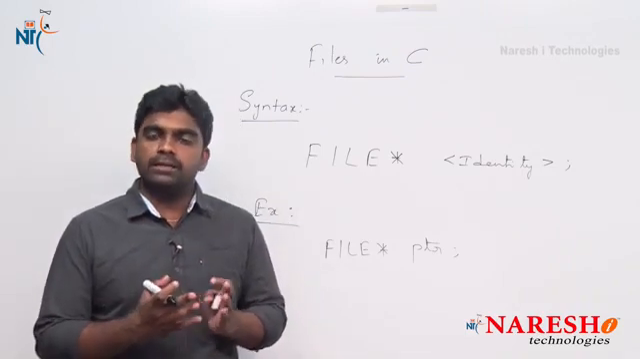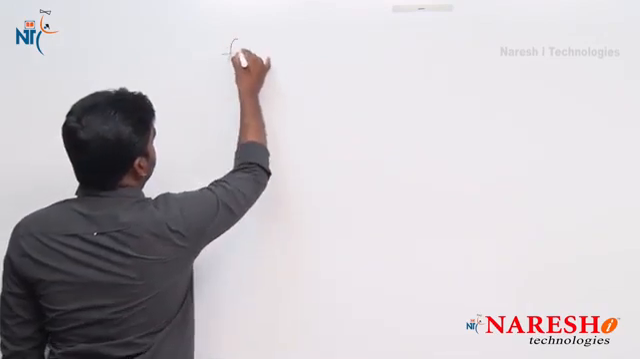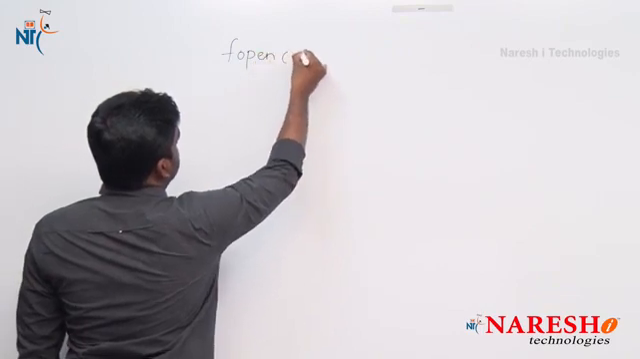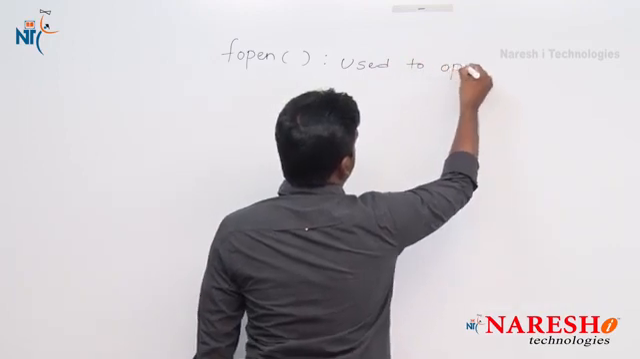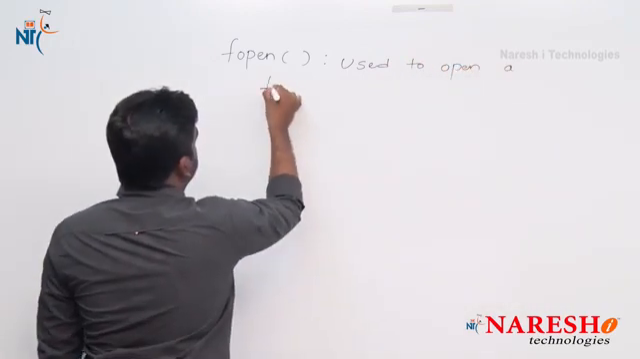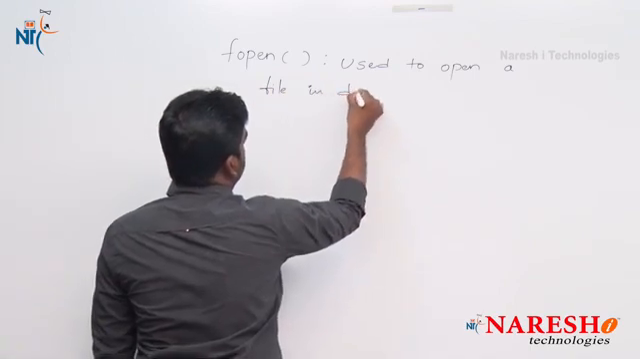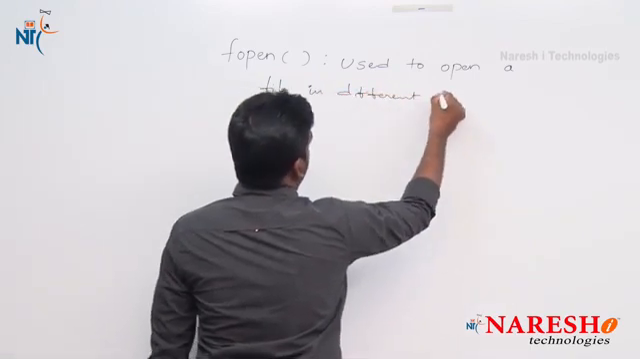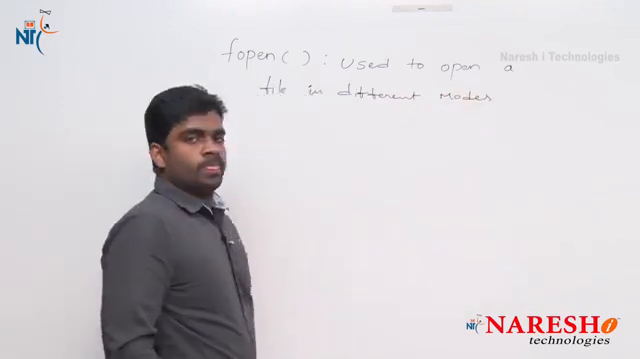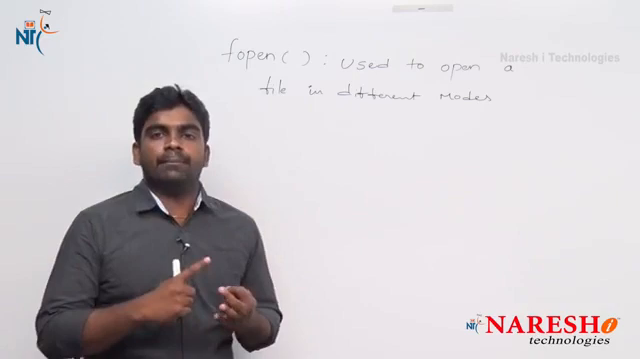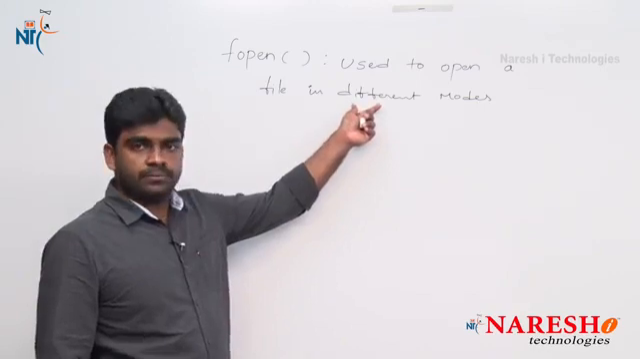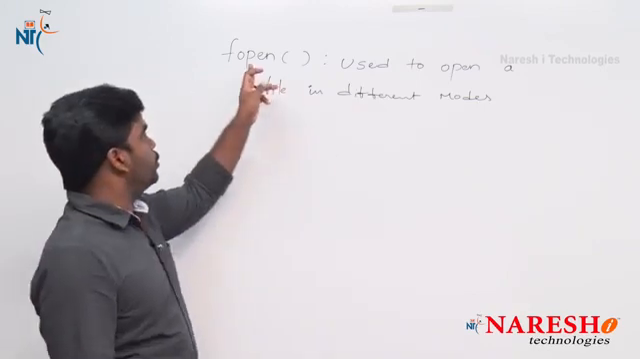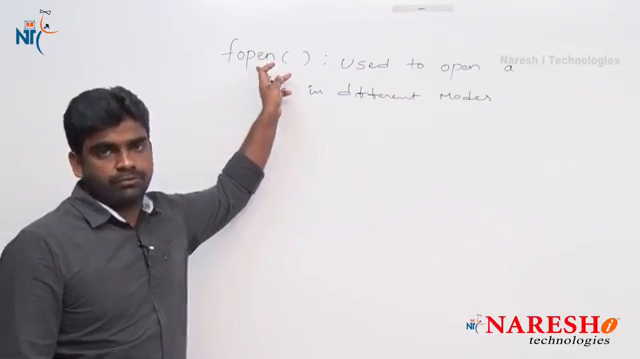How to open a file? We'll see. The function is the fopen function. This function is used to open a file in different modes. Sir, what are the modes? Read mode, write mode, append mode, different types of file modes are available. In any mode if you want to open, we should go for the fopen function only, no other function.